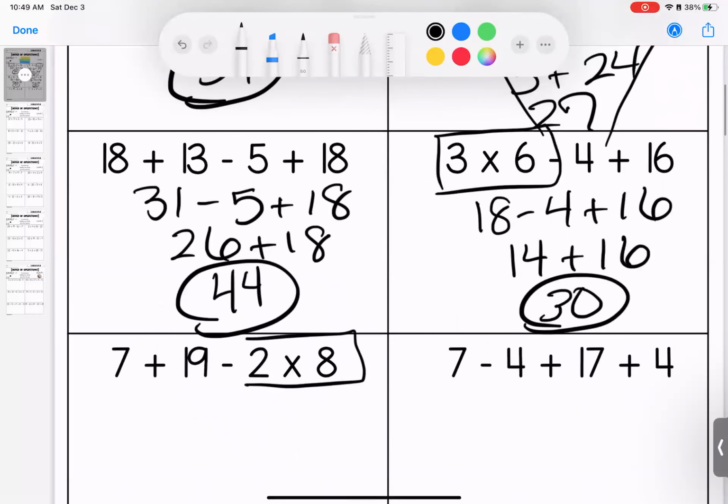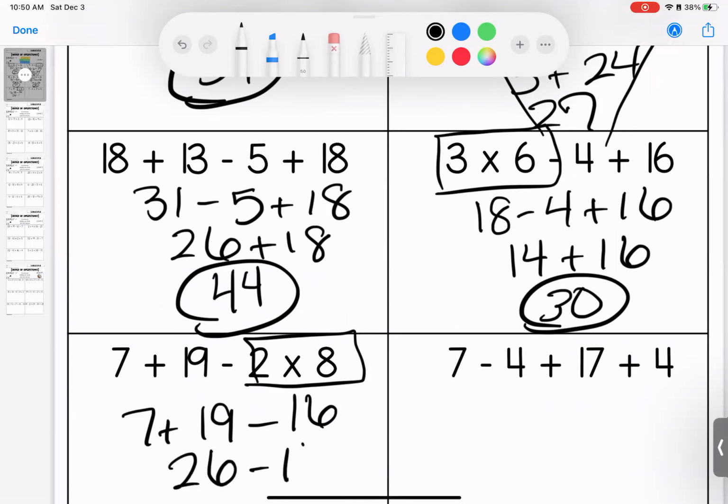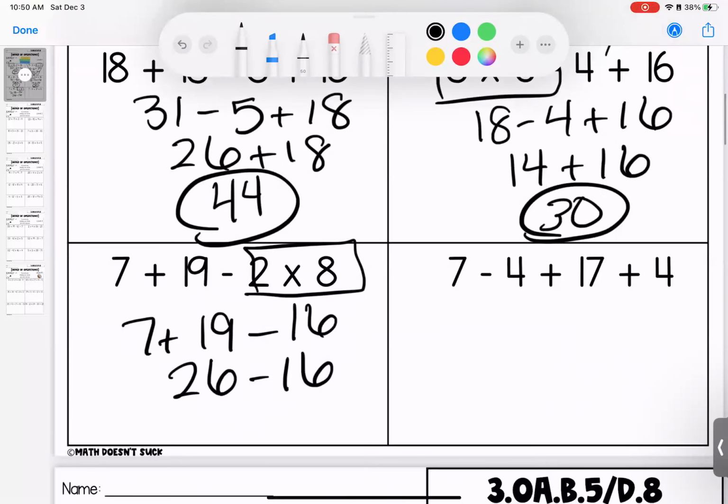Here we have a multiplication. 2 times 8 is 16. Rewrite, bringing down everything that I have. 7 plus 19 is 26. 26, take away 16 is 10. 10 is our final for that one.